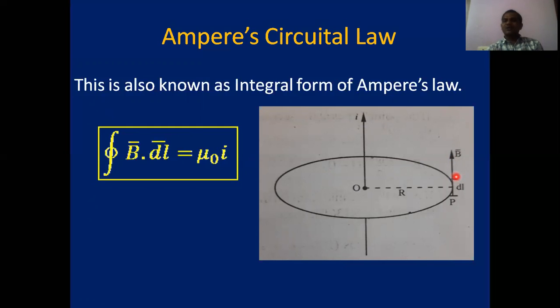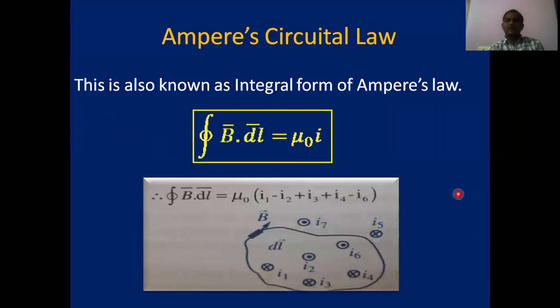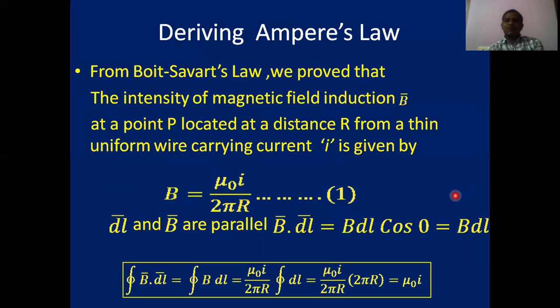So what I am saying is, we consider a circular closed path around the current carrying conductor, which is carrying the current I in the upward direction. The radius of this circular path is capital R. Now the small element dL bar is along the direction of B bar, right? Along the direction of B bar.